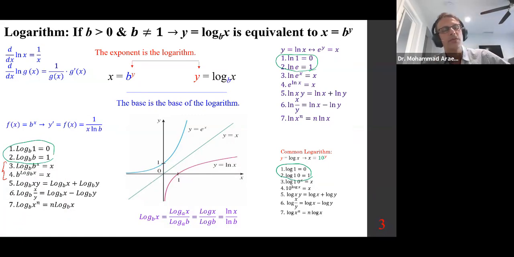Numbers 3 and 4 refer to the fact that logarithmic functions and exponential functions are inverse functions. So log base B of B to the power of X, or B to the power of log base B of X, equals X. Take a look at the specific case base E, or natural log, and the specific case base 10, or common log. That works the same way.